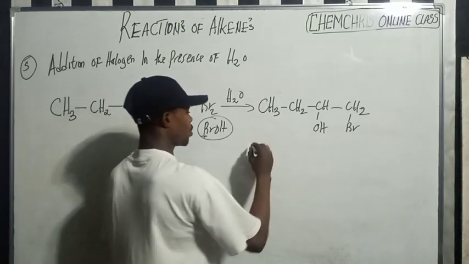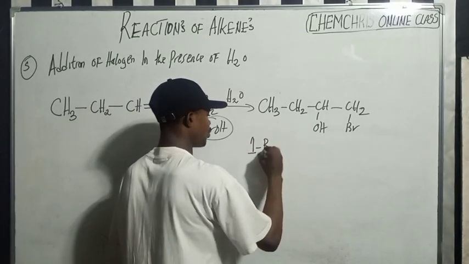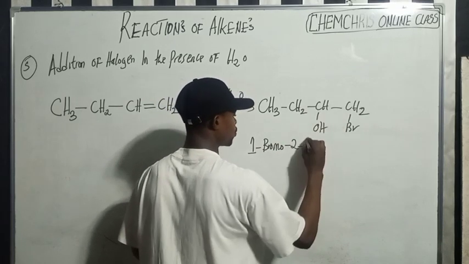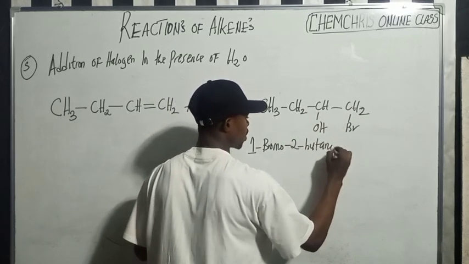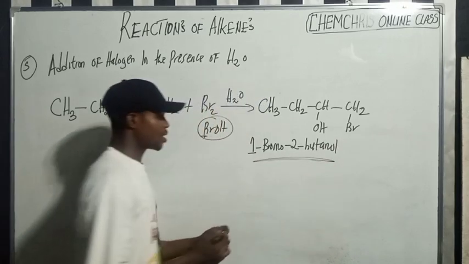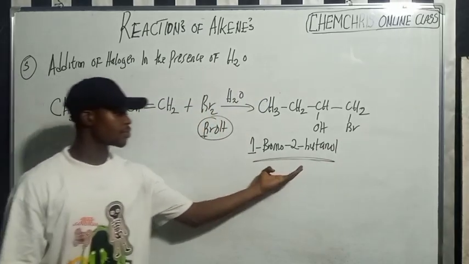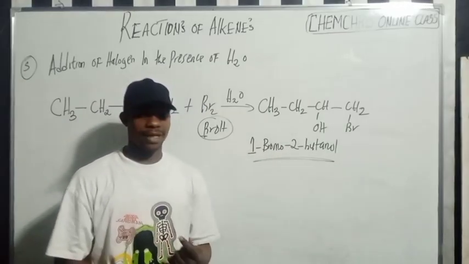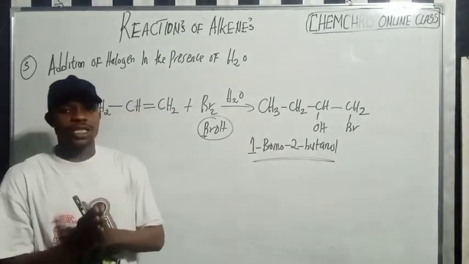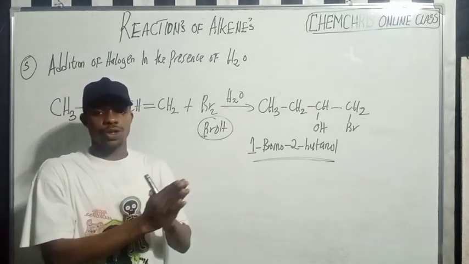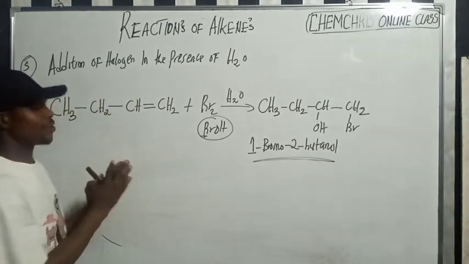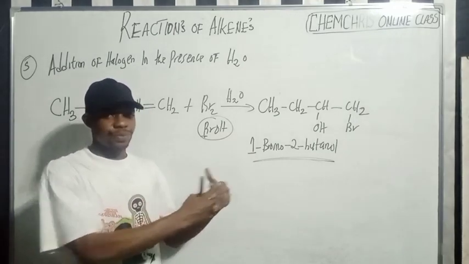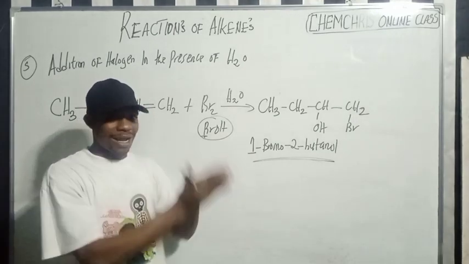So what is the name? The name is 1-bromo, 2-butanol. 1, 2, 3, 4. That is the product of the reaction. 1-bromo, 2-butanol. Do you understand? So this is just like a foundation to the reaction. So we are looking at the five main types of reaction which alkenes undergo. Now, so we are going to end our class here.